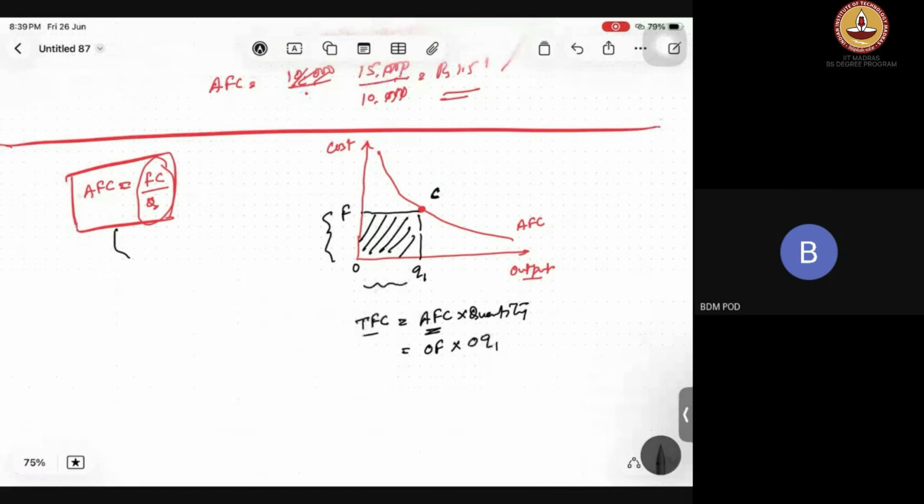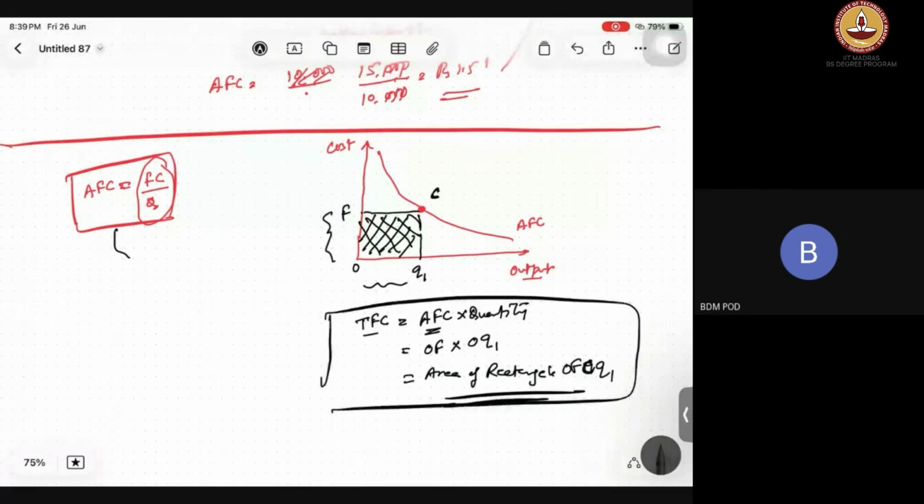So what is it representing now? It is representing the area of this curve. If somebody has given you a plot and a point and asked you to calculate the total fixed cost, you don't have to worry. You will say, okay, wait for 1 minute, I'll give you the answer. The total fixed cost is equal to the area of a rectangle, that is OFC into Q1. I hope this is fine.